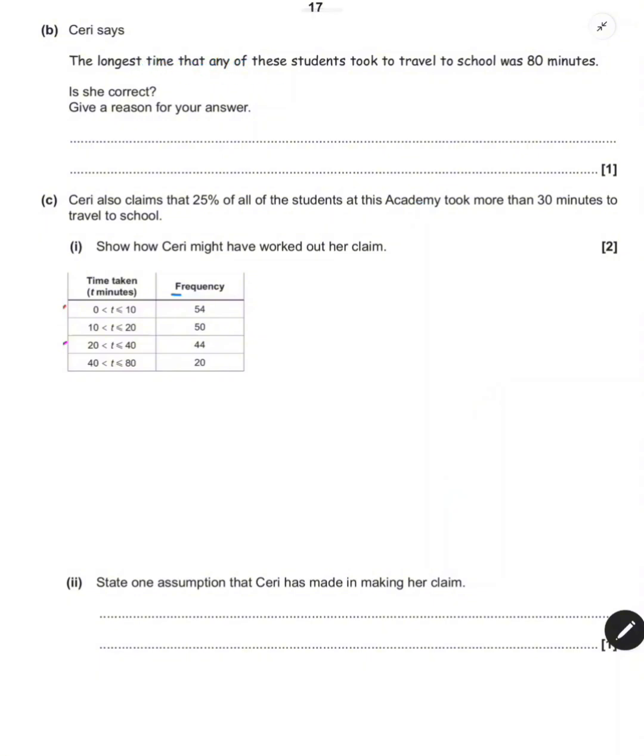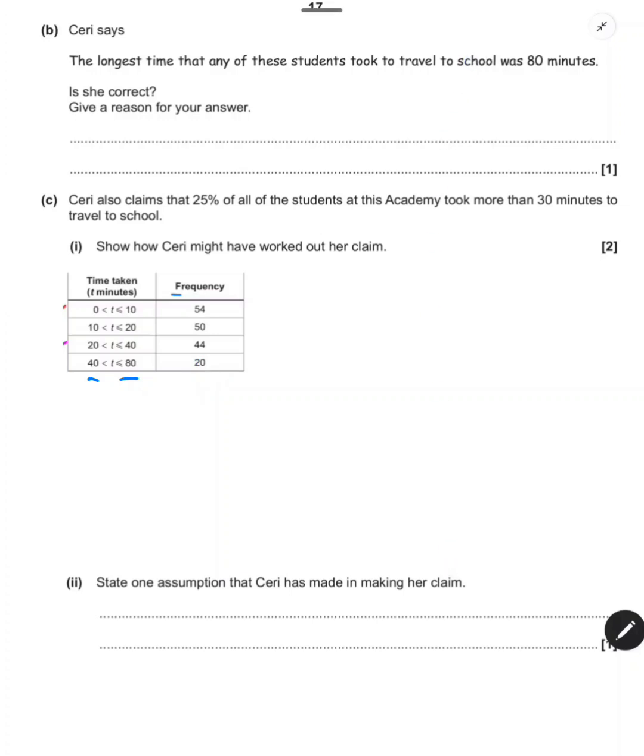Part B of this question says a student is saying the longest time that any student took to travel to school was 80 minutes. Is she correct? Give a reason. Well, here's the table from the first part of the question, and we can see time taken 40 to 80. 20 students were in that zone, but we don't know what time they took. They could have all been 40, they could have all been 80, they might have been nowhere near 80. So we don't know what time these students took.